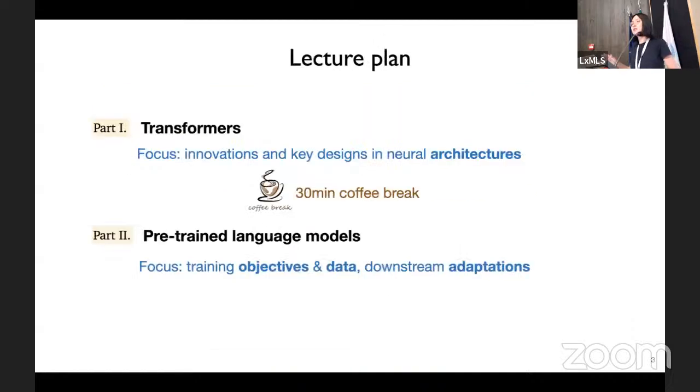Since this is one of the morning lectures, it'll be a 3-hour lecture, so I divide the lecture into 2 parts. In the first part, I will focus on transformers. The focus will be on the innovations and also the key design choices in these neural architectures. In the second part of this lecture, I will focus on pre-training, the pre-trained large language models. I will mostly focus on the training objectives, training data, and how to adapt the pre-trained large language models to different user needs or different applications. And there'll be a 30-minute break in between, so I think there'll be a nice split here.